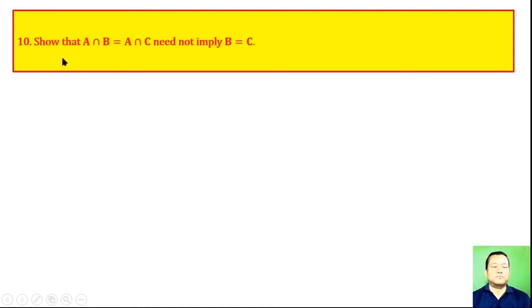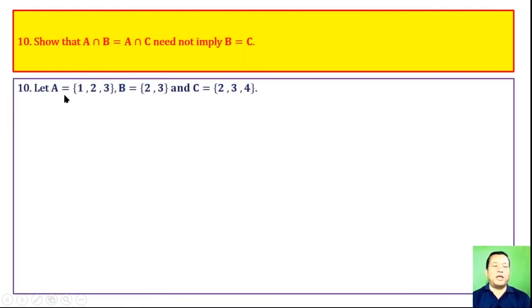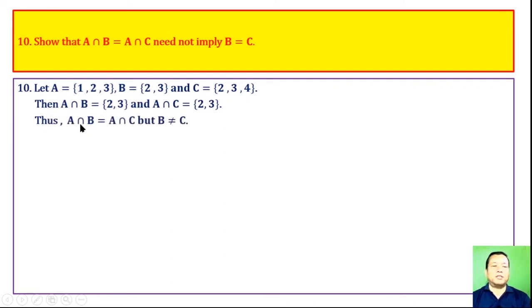Question number 10. Show that A intersection B equal to A intersection C need not imply B equal to C. Let A consist of 1, 2, 3, B consists of 2, 3, and C consists of 2, 3, 4. Their intersections are A intersection B is 2, 3, and A intersection C is also 2, 3. But B is not C. Thus A intersection B equals A intersection C, but B does not equal C. Hence proved.